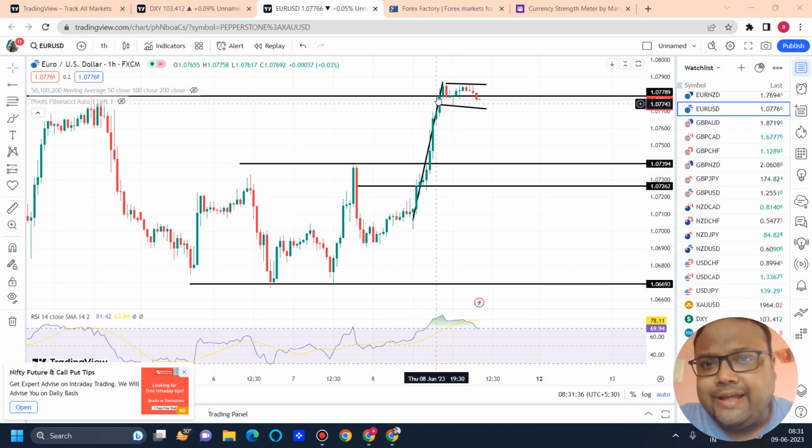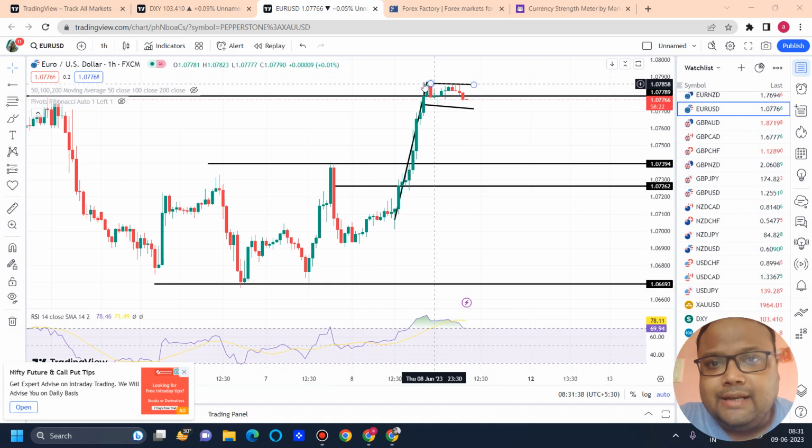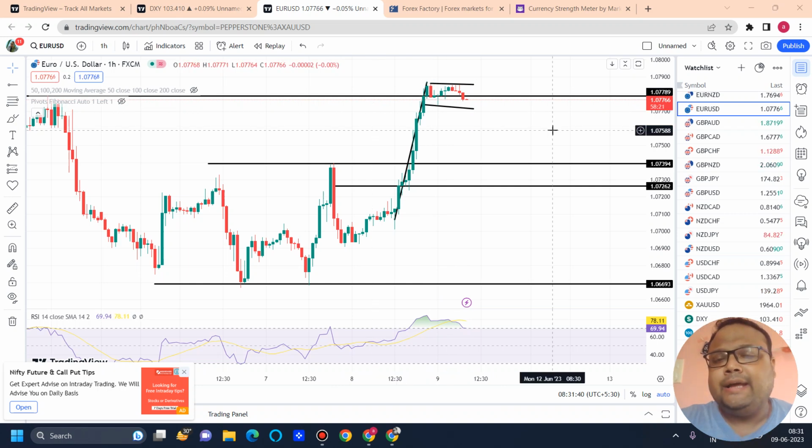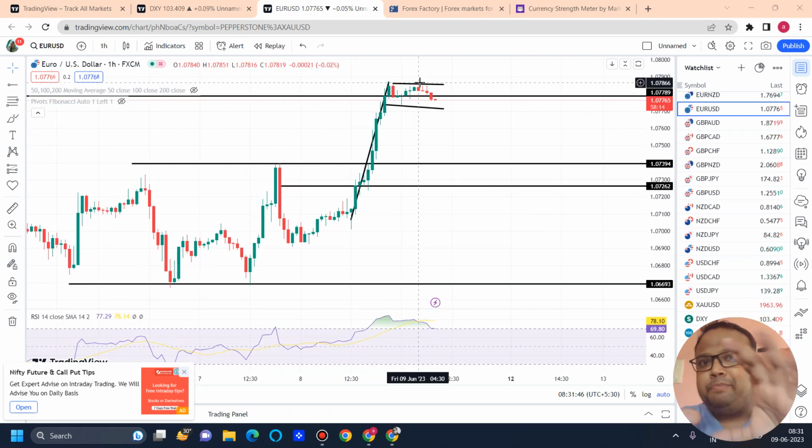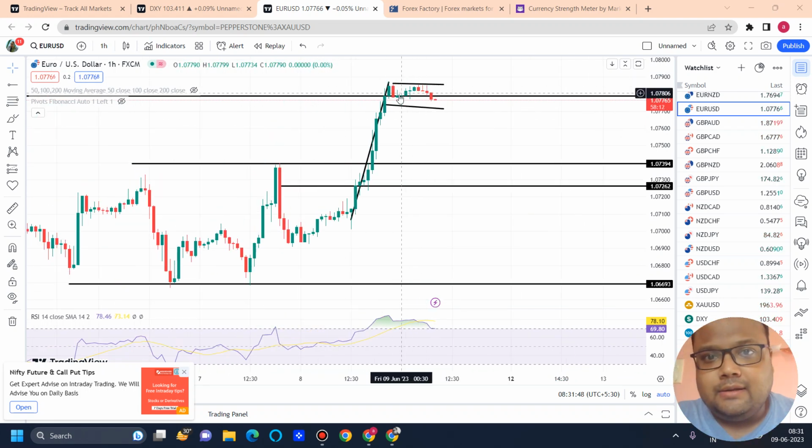So you can draw a flag like this and mark the highs and lows, and just wait for the market to break the flag here. The space inside the flag is considered the no trading zone. So you should be avoiding any position as long as market is trading inside the flag.